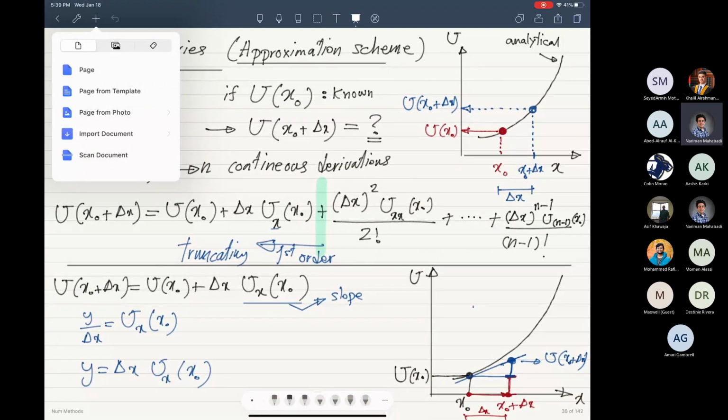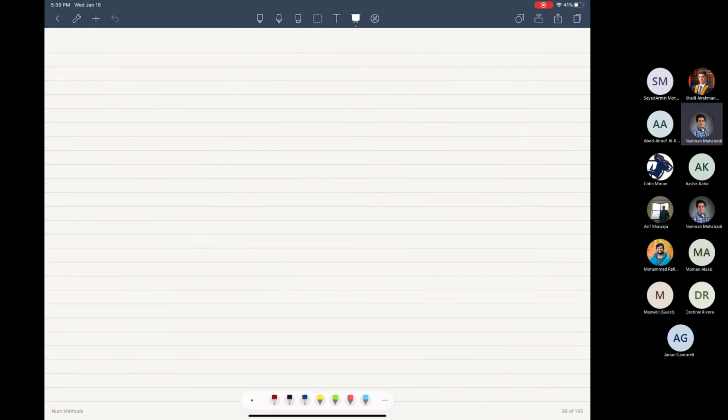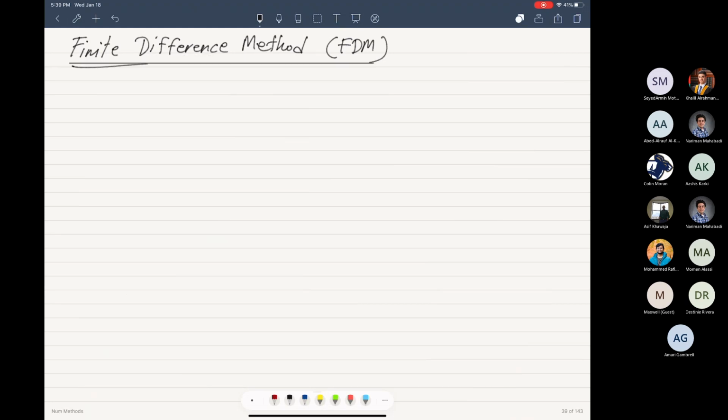Okay, let's move on. Let's start the finite difference method, or FDM. So we're going to use this method to start our numerical simulation or computational work. Can you tell me what this finite means?